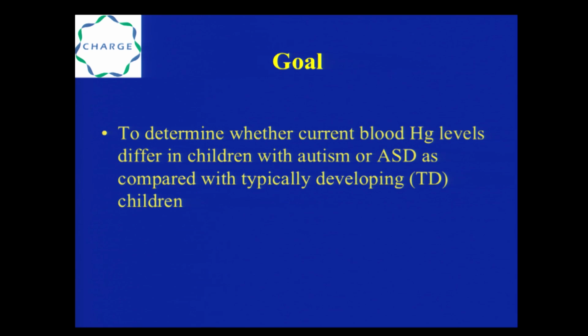The goal, this is the first project looking at metals, was to determine whether the current blood mercury levels differed in children with autism or ASD compared with the typically developing controls. Now, I just want to explain what we were doing here. This was in part because there were many families who felt that their children were overloaded with toxins, that the children were not metabolizing very well. And there had been some anecdotal reports about how high the levels were.